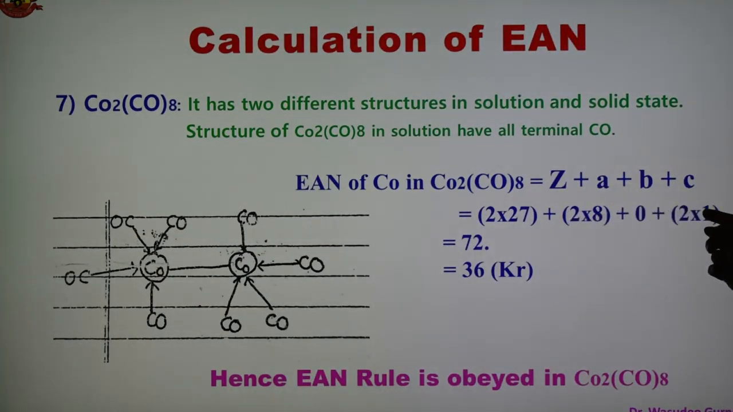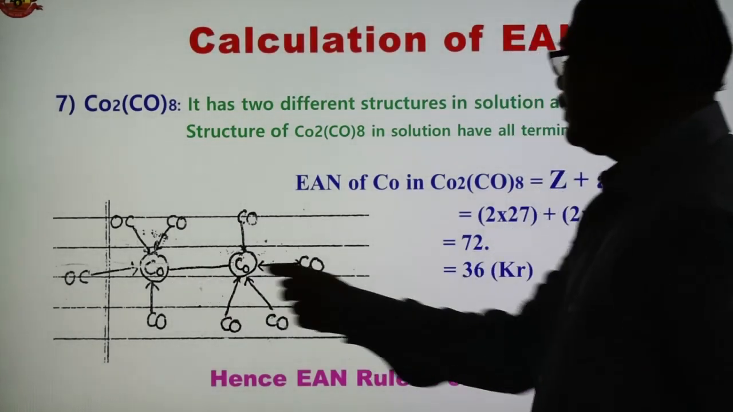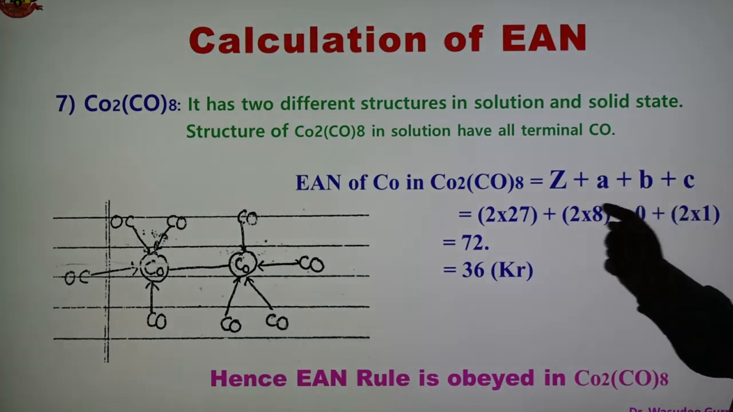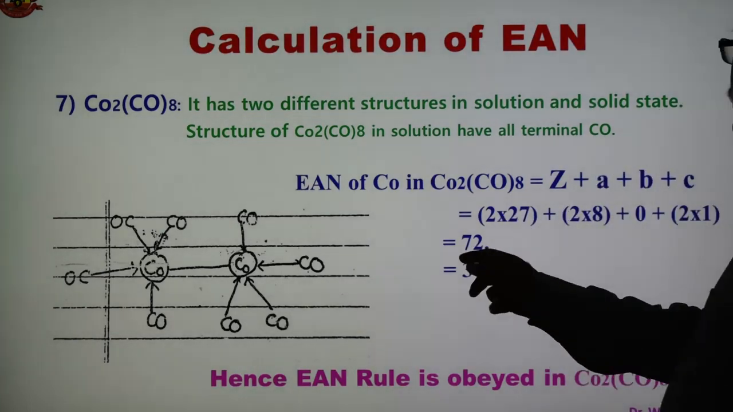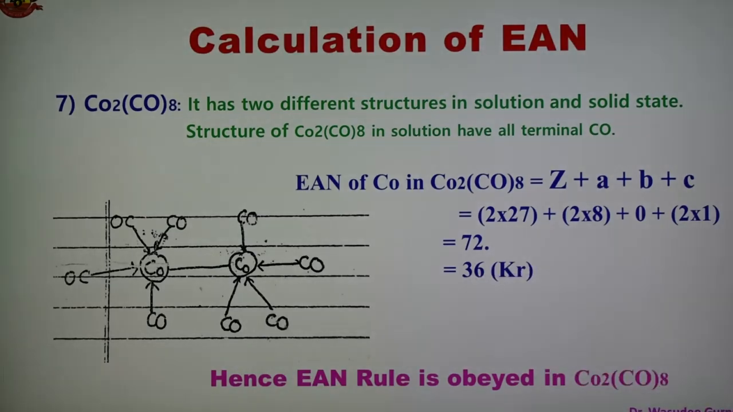No bridging, and the metal bond is 1, so 2 into 1. This is 1 metal bond. The total, the addition of all this, is 72. And 72 divided by 2 we get 36. 36 again is the atomic number of the next inert gas, krypton, and therefore we can say that the EAN rule is obeyed in Co2(CO)8. So this is one structure, the structure of Co2(CO)8 in solution with all terminal carbonyls.